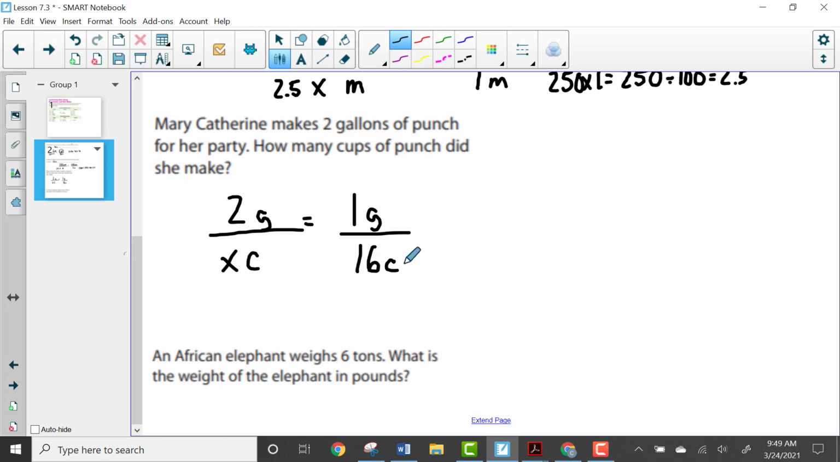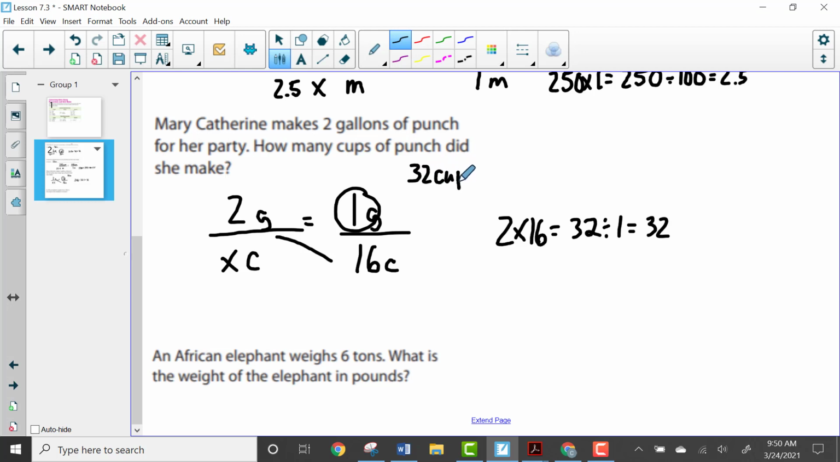So the first step, again, set it up like a proportion: gallons, gallons, cups, cups. Got to cross multiply the 2 and 16. So we have 2 times 16. That's going to give us 32. And then we divide by that other number, which is 1. And that will give us 32 for our answer. So how many cups of punch did she make? We can see 32 cups.